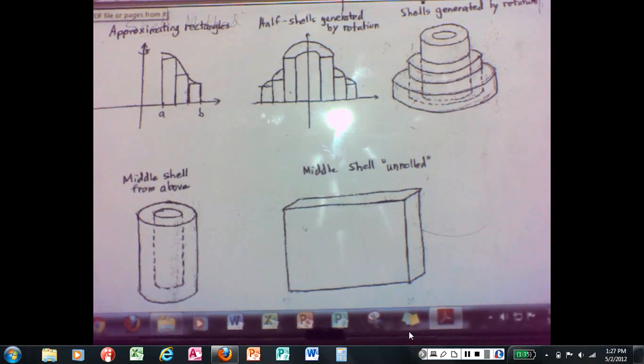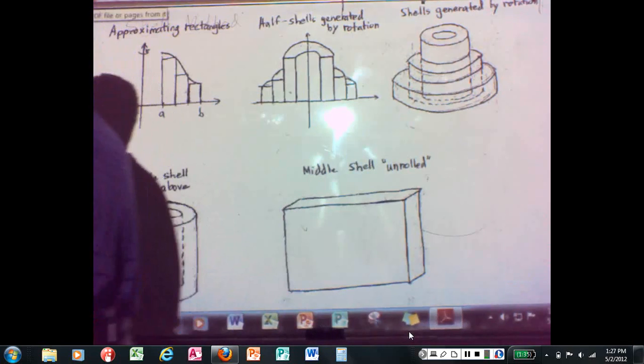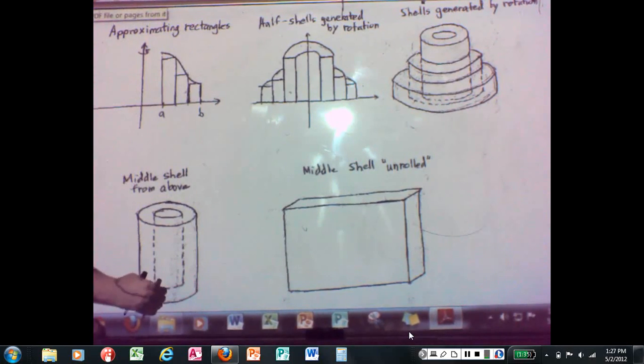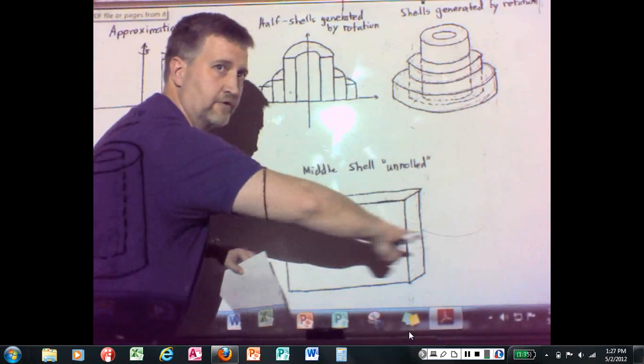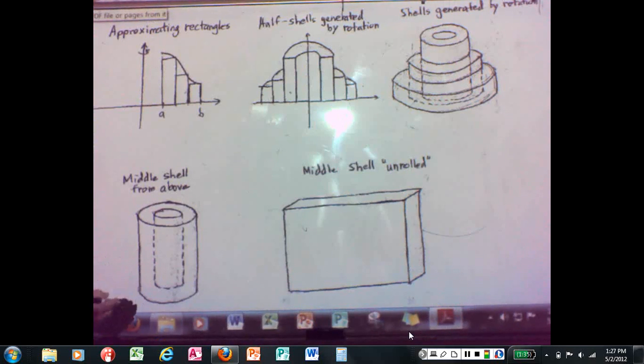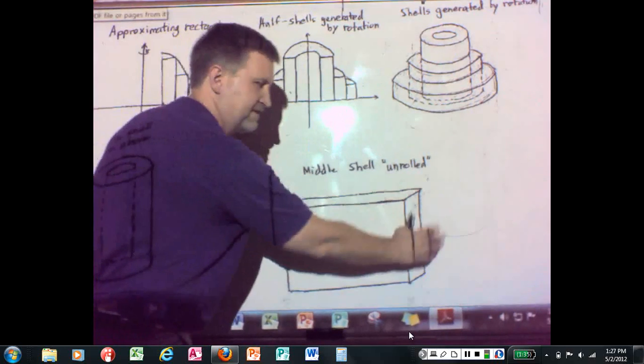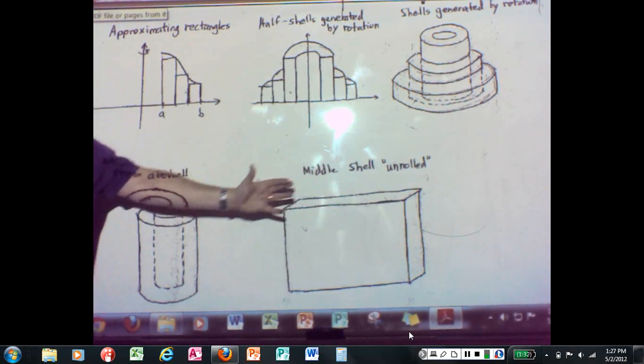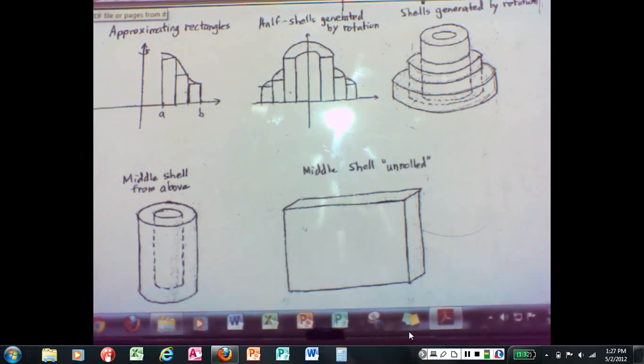All right. What I'm going to do is take this shell and unroll it. So what I need to know is, when I unroll it, it's just a rectangle. If I cut this shell open and lay it out flat, it just turns into a box, basically a solid box, so I can do my length, width, and height.